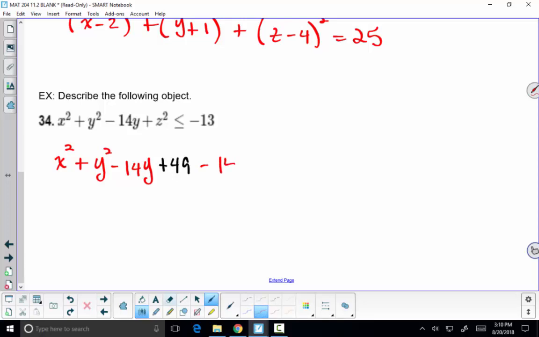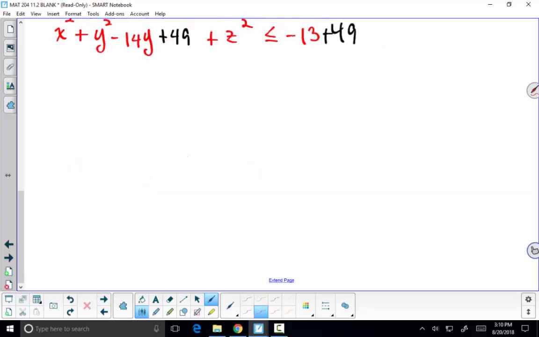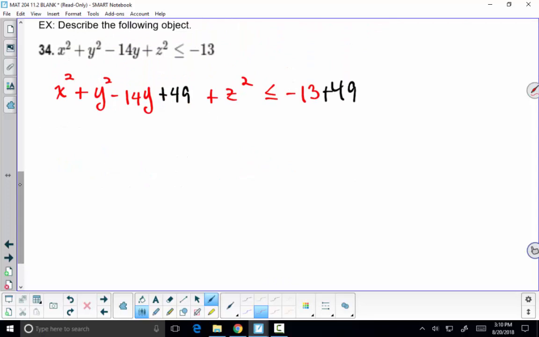Let's see, that seems to be z. And then, of course, we have to add it to the right also to preserve the inequality, I guess, in this case. Preserve the inequality. So then we can factor on the left. And when we do that, the right-hand side becomes positive, which is good.